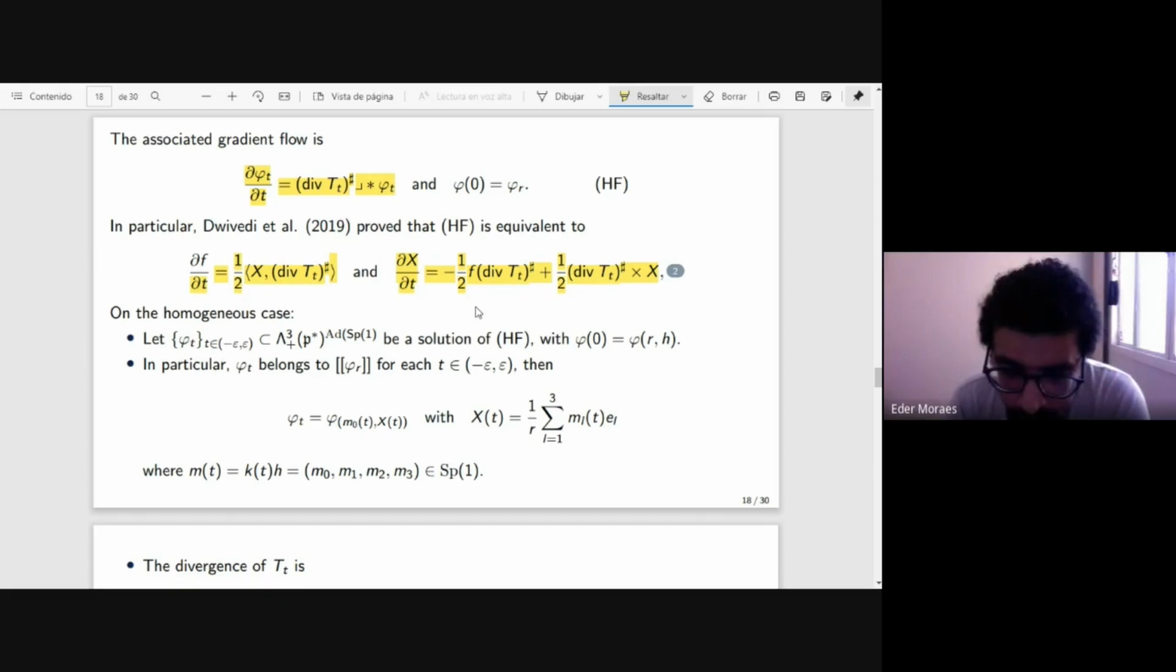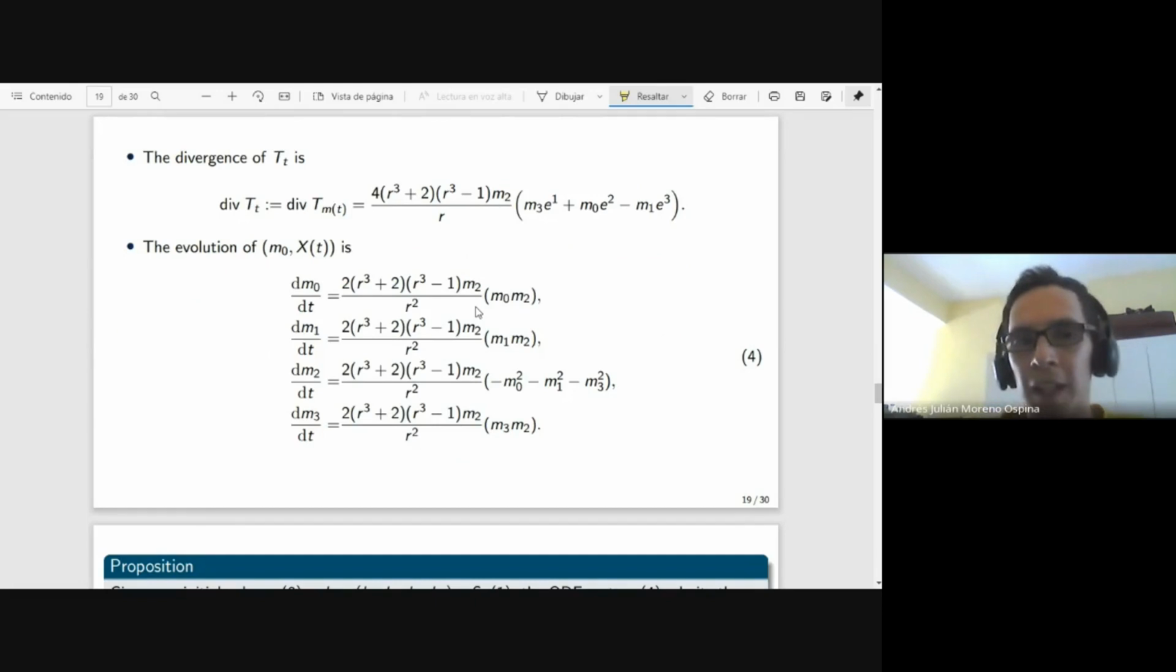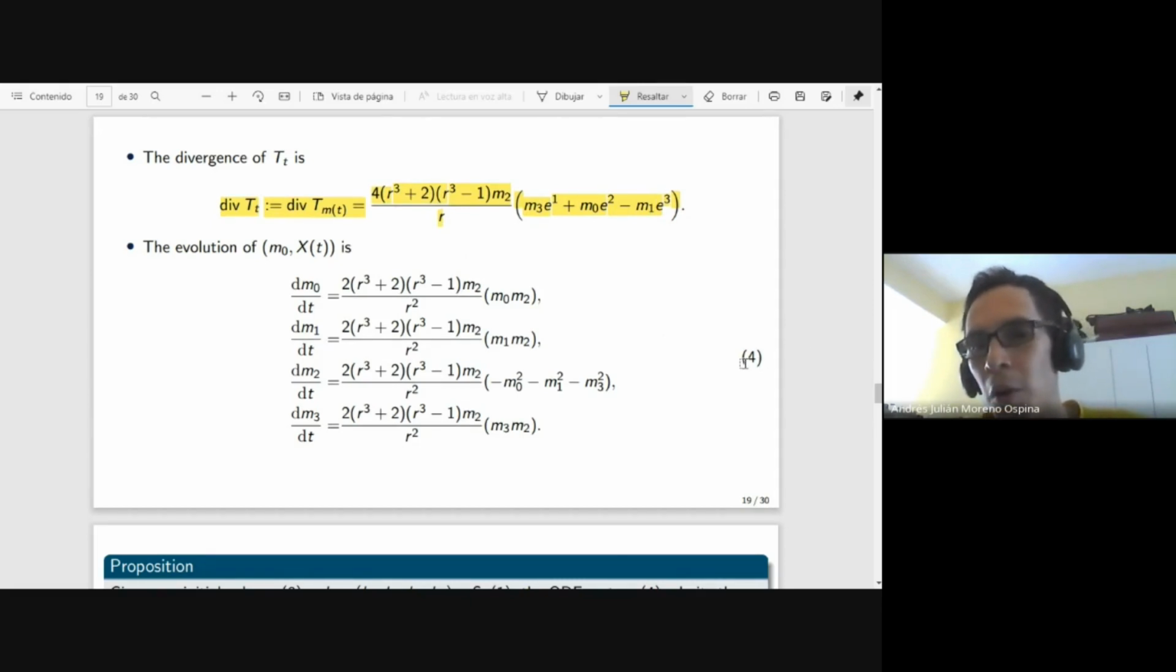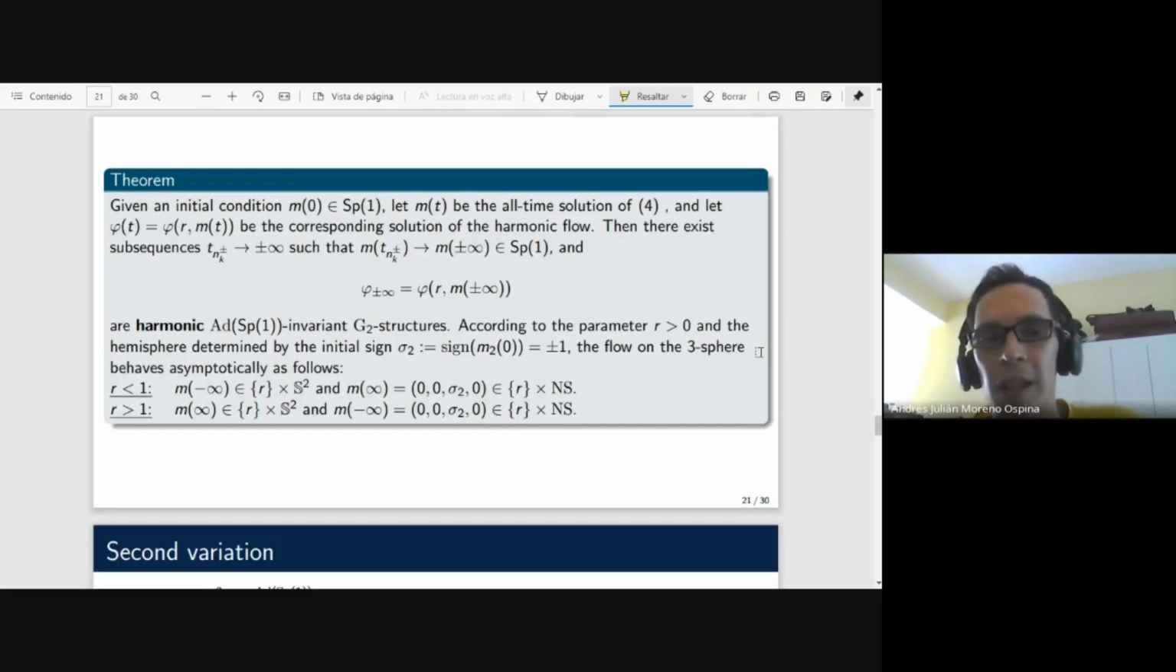Okay, it's okay. Sorry. So basically, we try to solve this equation. For that, using our description for the divergence, we obtain a linear system of ODEs. The solution we can obtain explicitly. The best thing here is that the flow in this case is eternal.